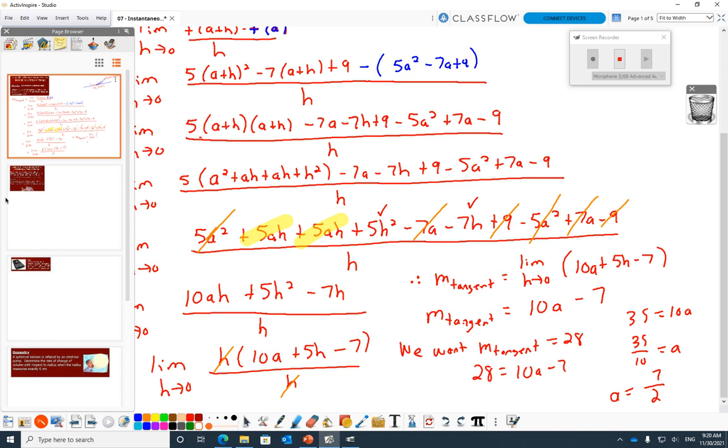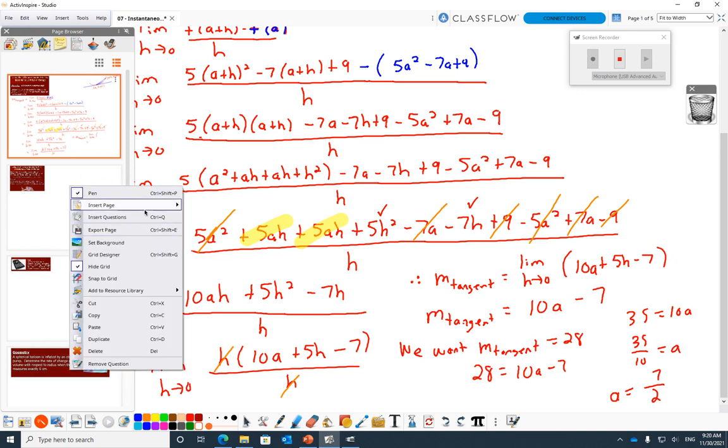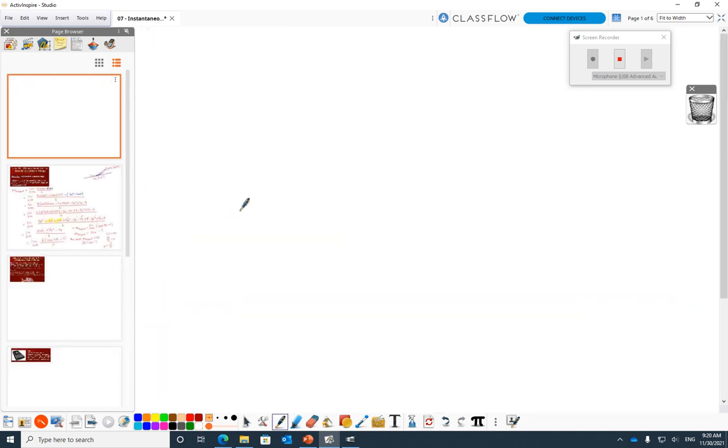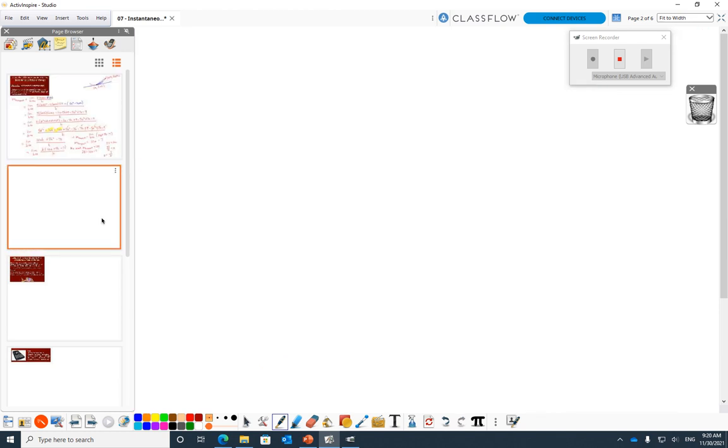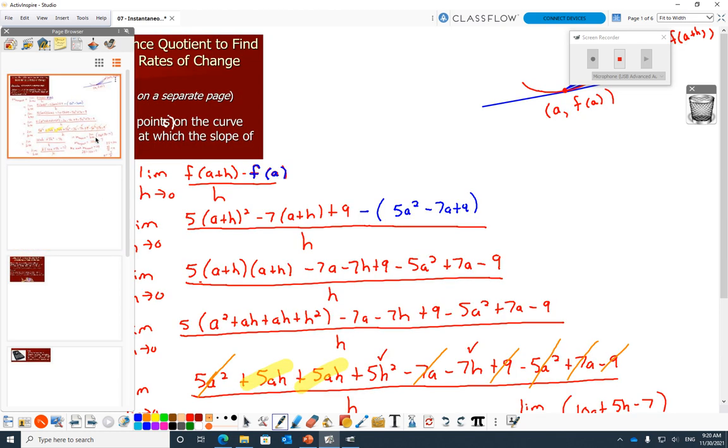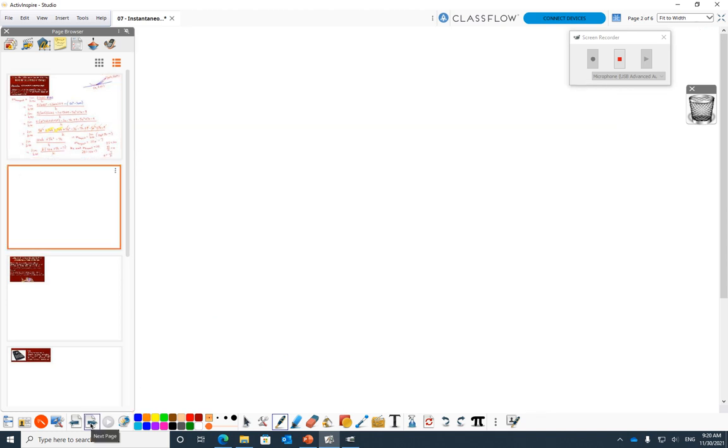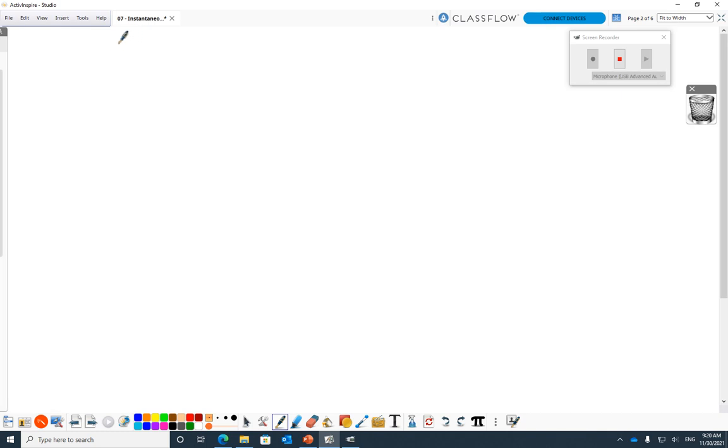Let me just build a new page in here. Insert page, blank page, before current. Oh, not before current, after current. Silly Mr. Todd. I'll just move this up there like that. Move this down there like that. Okay, now I'm ready to go. Back to here. On to my next page, and I forget, it says, when a equals 7 halves, how do I get the y value now?